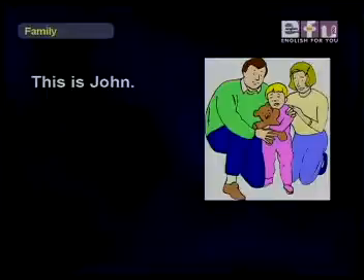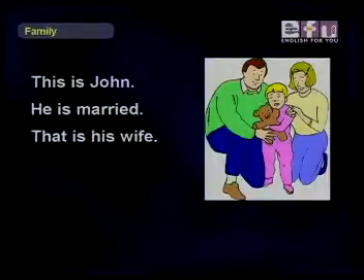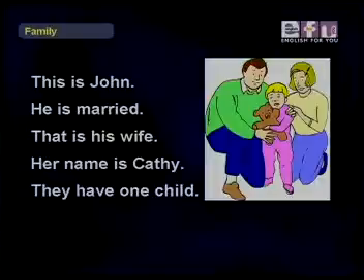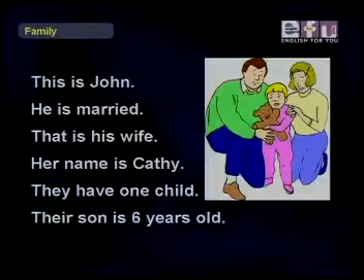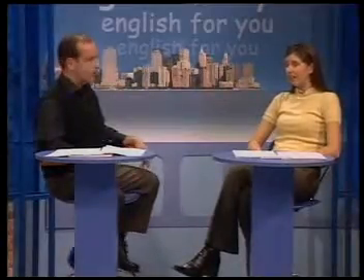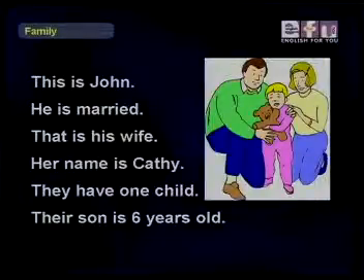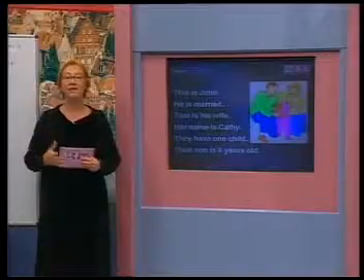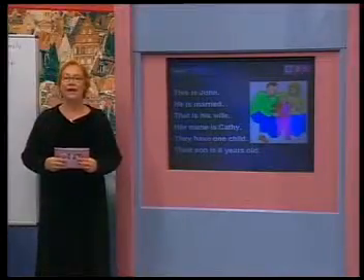Okay, now here is another picture, and here is the information about it. This is John. He is married. That is his wife. Her name is Kathy. They have one child. Their son is 6 years old. Okay, now, again, you make questions and answers. Ali, you ask Isabel. Isabel, is John married? Yes, he is. Who is Kathy? She is his wife. How old is their child? Their son is 6 years old. Very good.